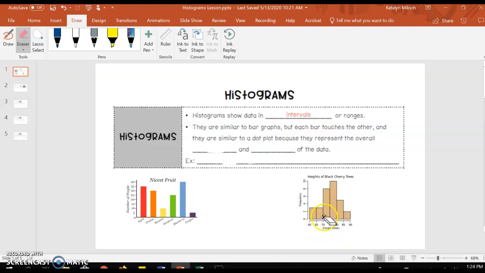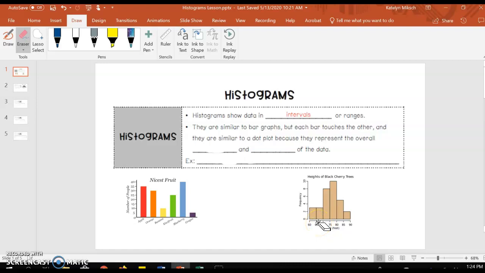So that's something unique about a histogram. When you see the labels on the x-axis, it's going to show you a range. Now, sometimes the numbers are written like this, and then sometimes the numbers that show the range have a dash in between them, but either one is fine.